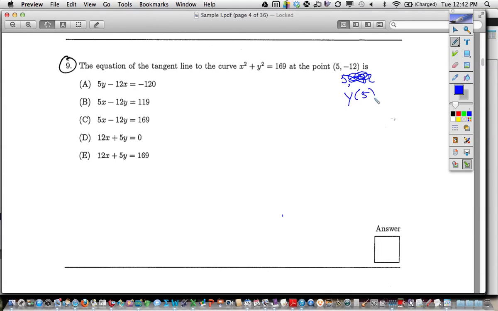So back to this. We need a point, which they give us, basically y of 5, and we need y prime of 5. The whole equation of a tangent line thing is getting that information and then putting it into our point slope thing. So we got this, and we got this, and so we know what that 5 and negative 12 are going to go in there. It's just a matter of finding the slope, which is y prime. How do we find y prime on this?